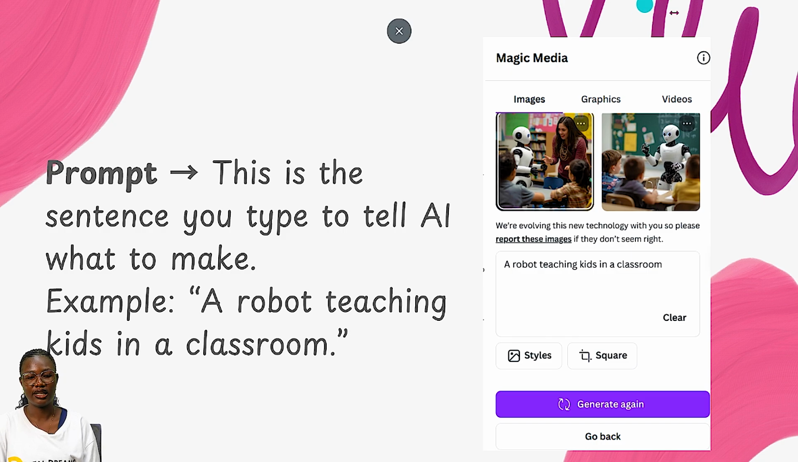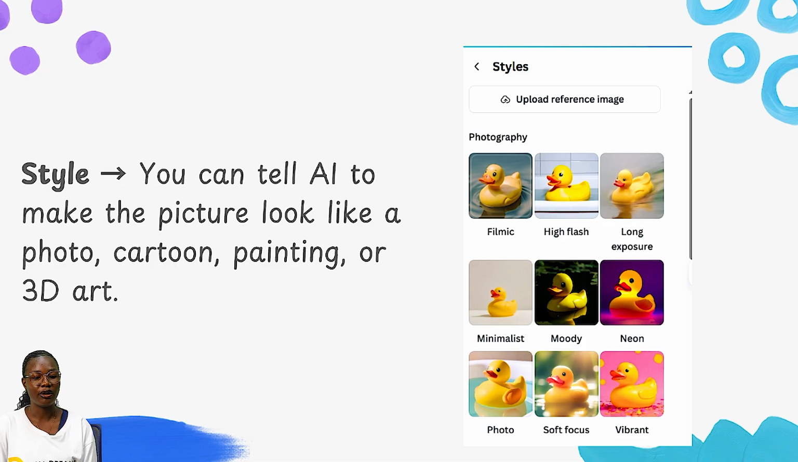So now, this is Magic Media, AI image generation in Canva. This is where you can type your prompt. You can see I just wrote "a robot teaching kids in a classroom," and it generated the images for me. Prompts are very, very important. Then style. You can tell AI to make the image look like a photo, a cartoon, a painting, or 3D art, no matter how you want your images to look.